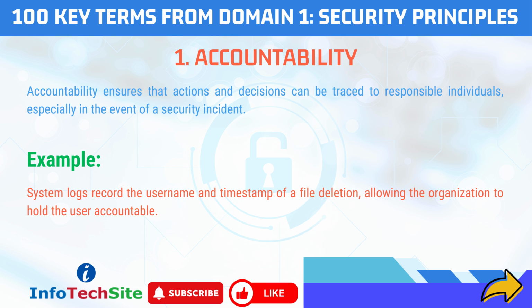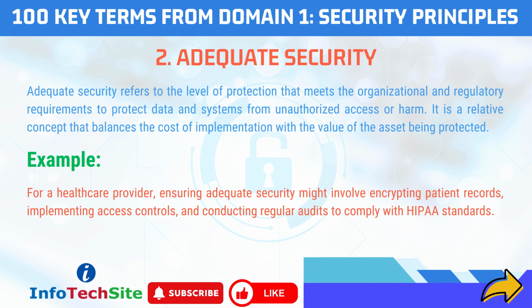Accountability ensures that actions and decisions can be traced to responsible individuals, especially in the event of a security incident. For example, system logs record the username and timestamp of a file deletion, allowing the organization to hold the user accountable. 2. Adequate security.